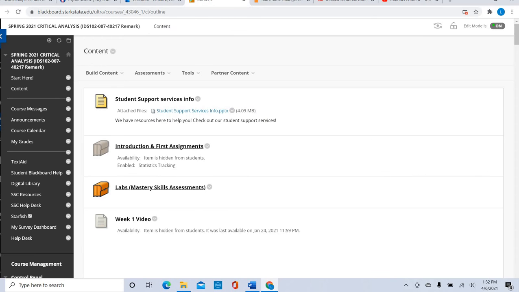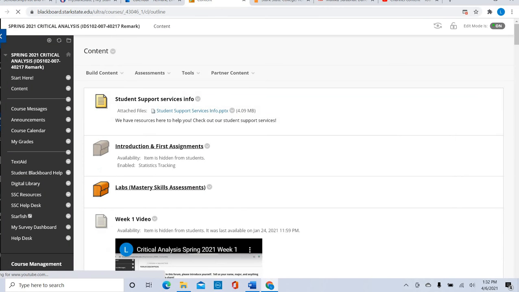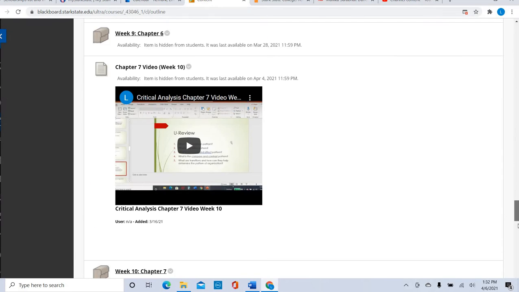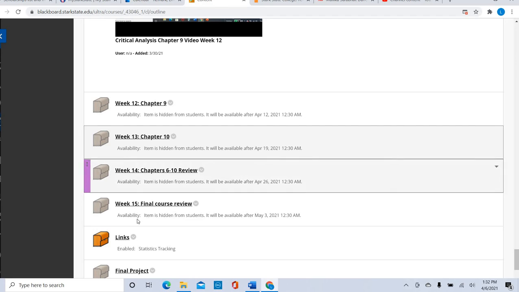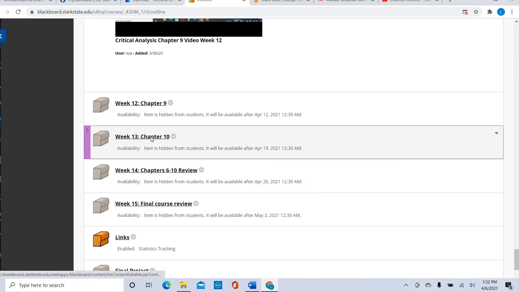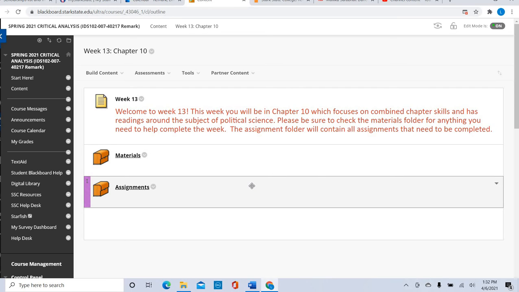All right, so as I get into our content area, of course, our textbook is up in the background already. So I'm gonna go ahead and scroll all the way down. And again, we're week 13, chapter 10. You'll see wrapping things up after that. Chapter 10 is talking about combining all the skills. It's kind of just a culmination.